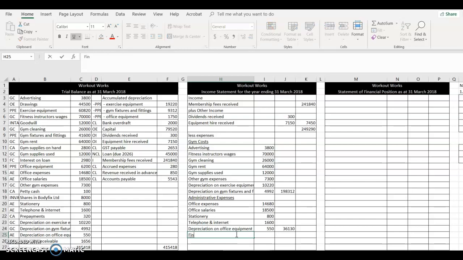Last section we have is finance costs, and we know there's only one of those, and that's our interest on the loan. Because there's only one, that becomes the total, so we put that in the second column. Total expenses, key figure, we'll add them all up.